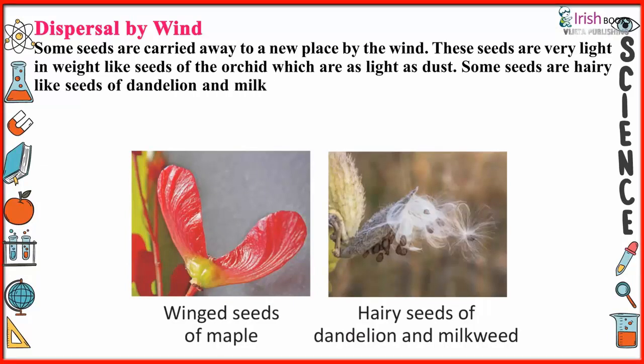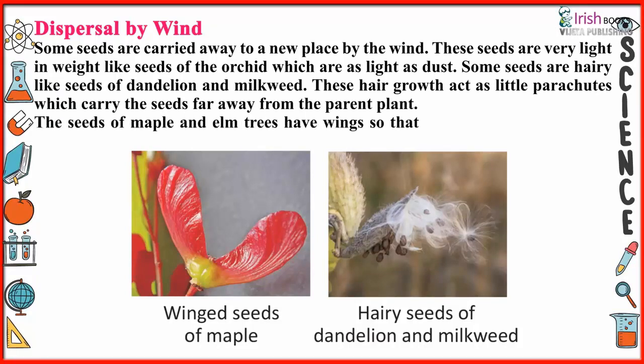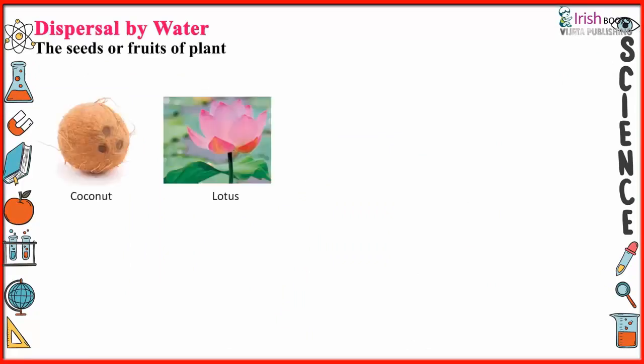These hair growths act as little parachutes which carry the seeds far away from the parent plant. The seeds of maple and elm trees have wings so that they can be easily carried away by the wind. Dispersal by water. The seeds or fruits of plants that grow in or near flowing water get dispersed by water.